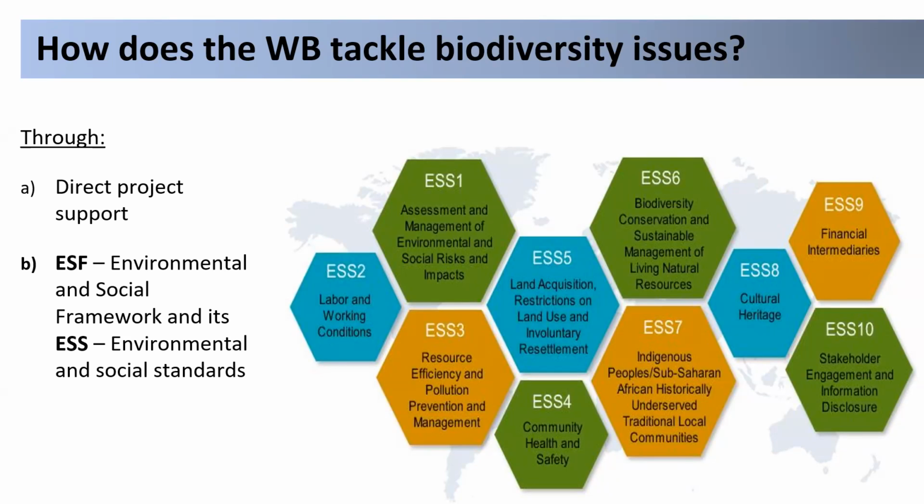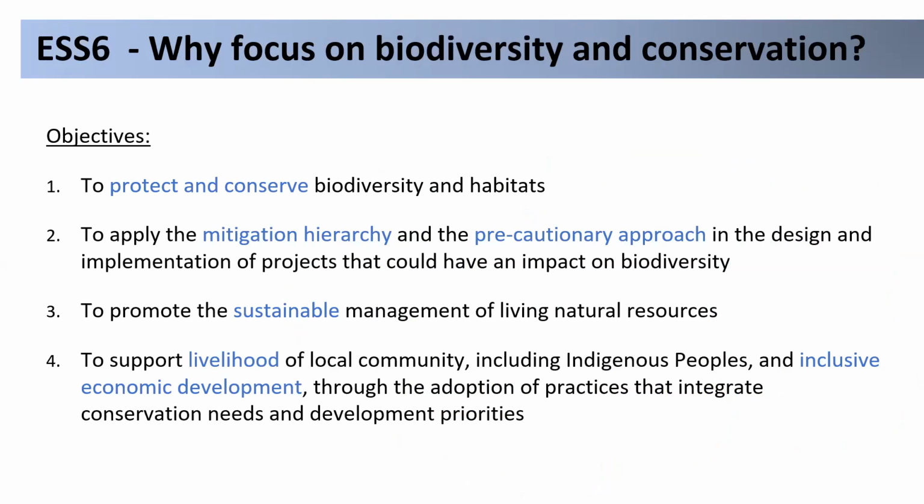So ESS6 is relevant when our project has some potential biodiversity and conservation issues. I think Ofelia already mentioned in ESS6 why we focus on biodiversity. So these are the objectives. I will not go through all of this, but it's definitely to protect and conserve, also to apply the mitigation hierarchy and precautionary approach, and also to promote sustainable management of living natural resources.